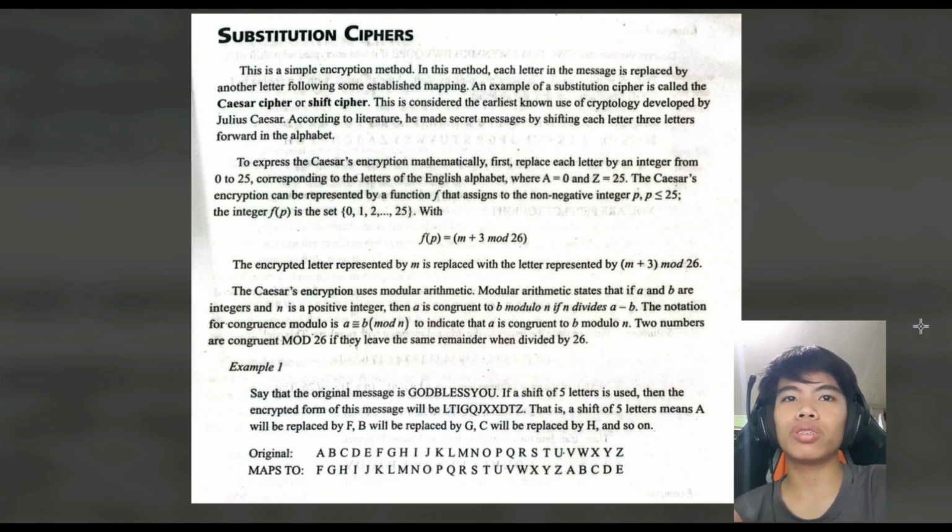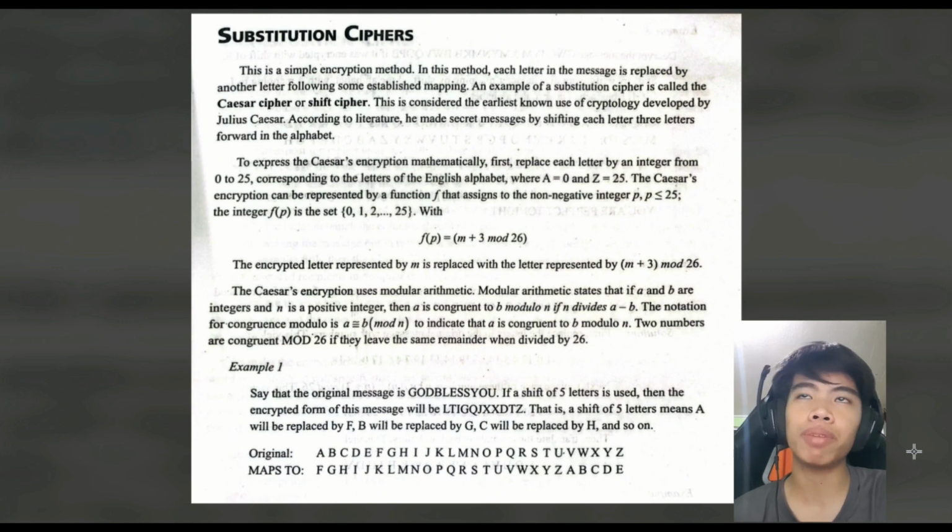So, substitution cipher. This is a simple method. In this method, each letter in the message is replaced by another letter following some established mapping. An example of substitution cipher is called the Caesar or shift cipher. This is considered the earliest known use of cryptology, developed by Julius Caesar. According to literature, he made secret messages by shifting each letter 3 letters forward in the alphabet.